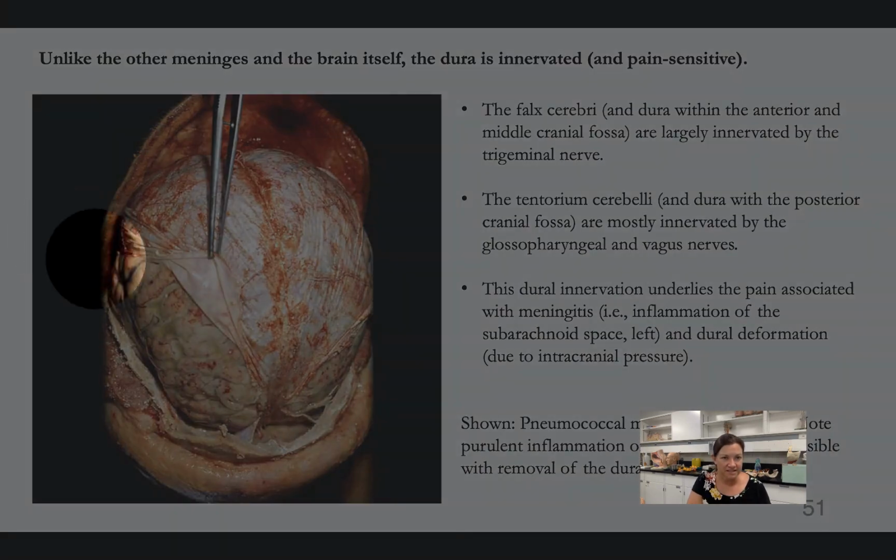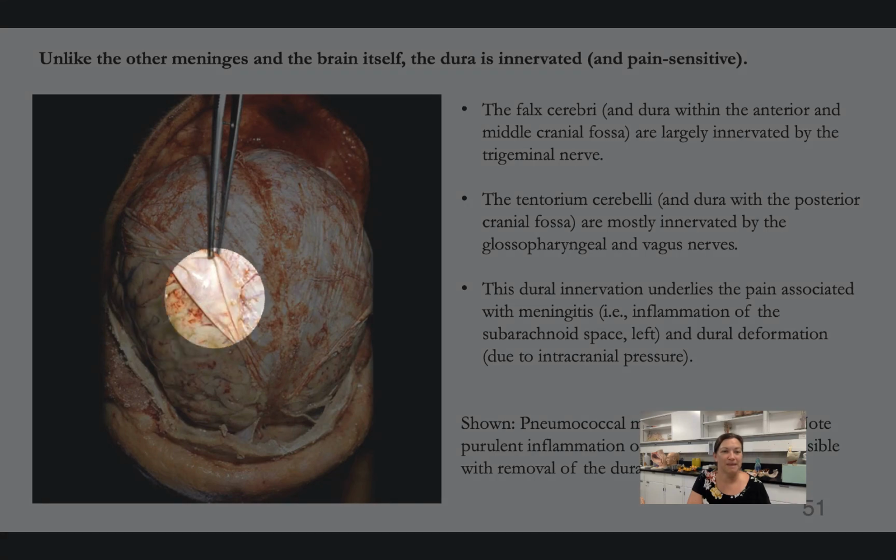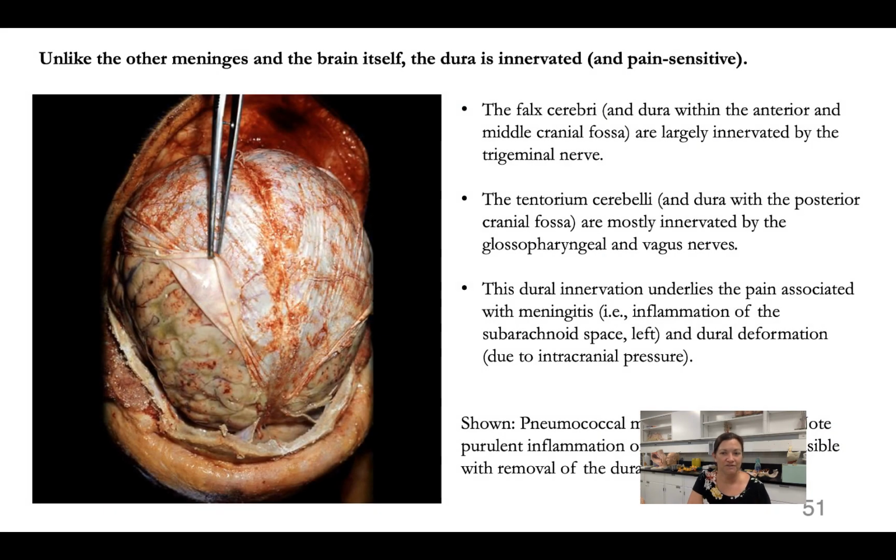And in this case, this is an autopsy after pneumococcal meningitis, and you can see the pus gathering all over his brain, deep to the dura. So the dura has been reflected, and deep to that is purulent inflammation. And so the inflammation of the leptomeninges is actually, the pain is detected by innervation of the dura.